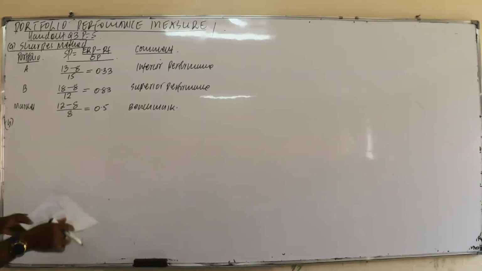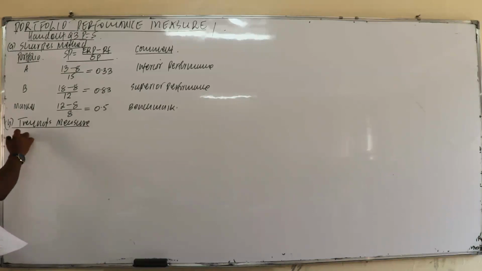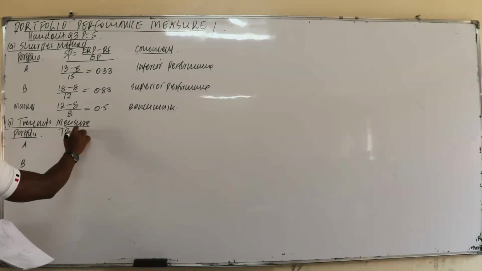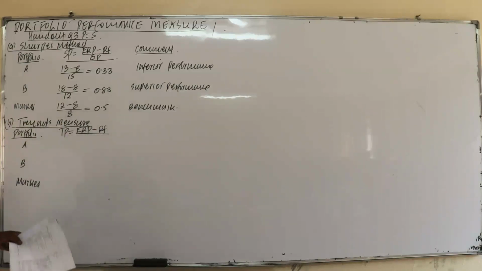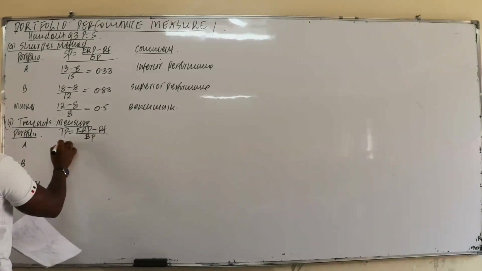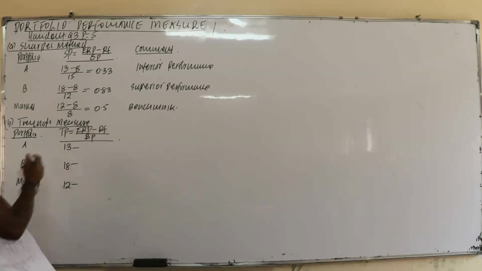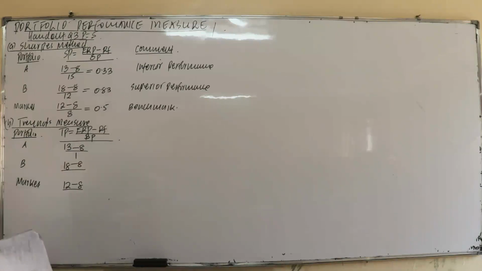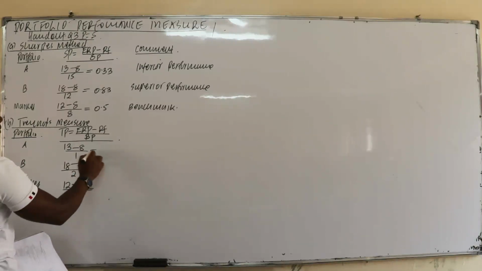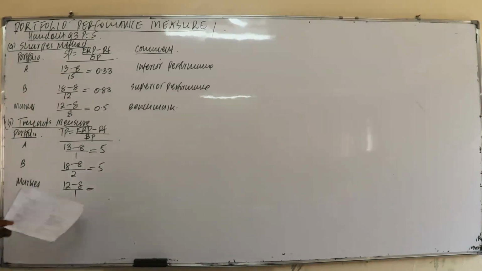Part B, evaluate using Treynor's measure. We have portfolios A and B, and we also need to compute for the market. For Treynor's, you take the expected return of the portfolio, you minus the risk-free rate. Treynor's is concerned with the systematic risk measured using the beta factor, so you divide by the beta of the portfolio. The expected returns are 13 for A, 18 for B, and 12 for the market. You minus the risk-free rate, which does not change, we have 8. Then you divide by betas. The beta for the market is always equal to 1. So this is 5. 10 divided by 2, you also get 5. 12 minus 8, you get 4.